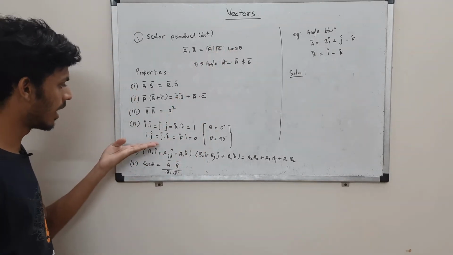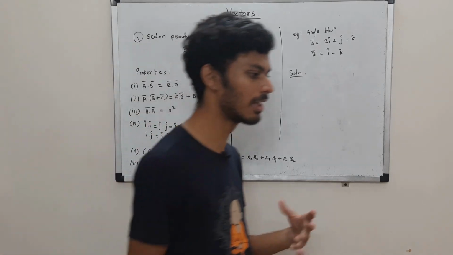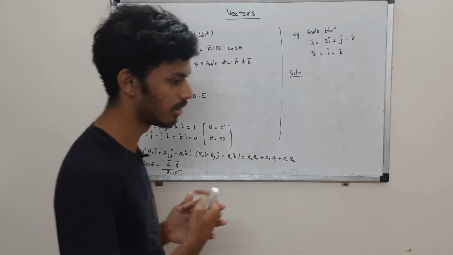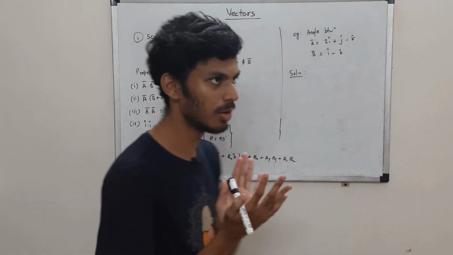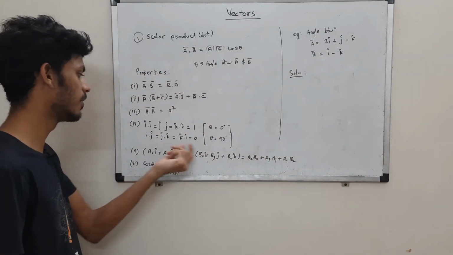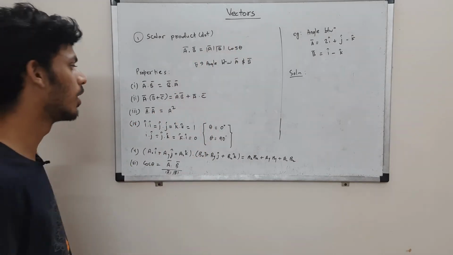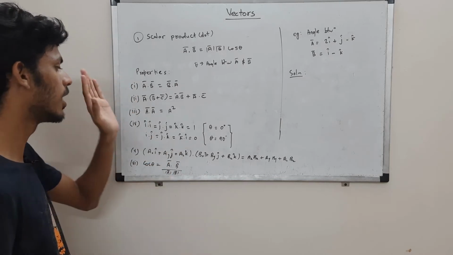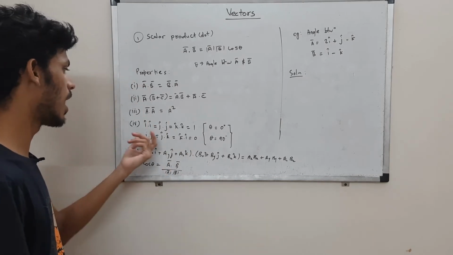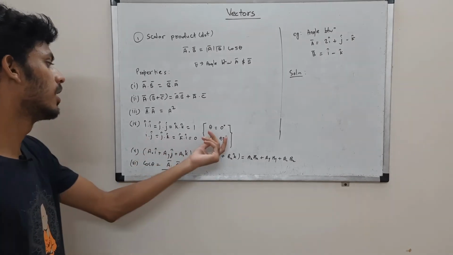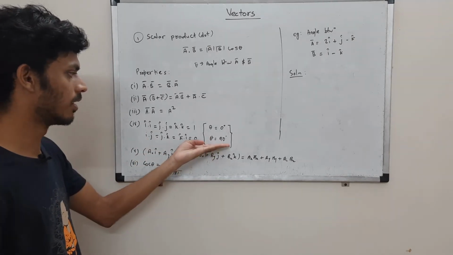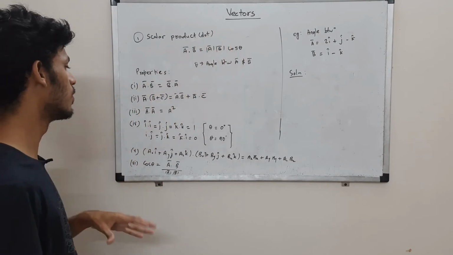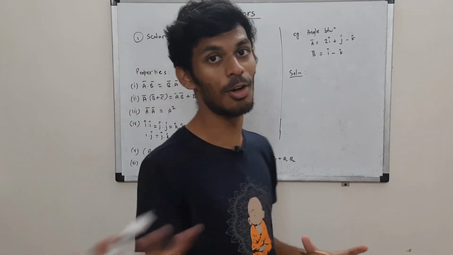Here, if you take the dot product of two perpendicular vectors, that will be 0, because cos of 90 is 0, right? So i dot j, j dot k, k dot i, all of them are perpendicular to each other, so that dot product will be 0. When theta is 90, cos of 90 is 0. So if you have two perpendicular vectors, the dot product is 0.